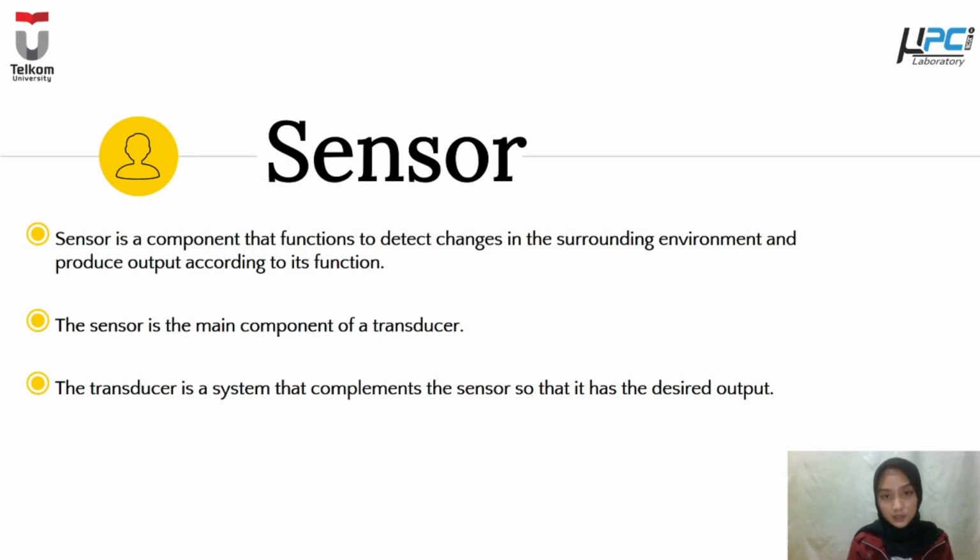Okay, first is sensor. Sensor is a component that functions to detect changes in the surrounding environment and produce output according to its function. The sensor is the main component of a transducer. The transducer is a system that complements the sensor, so that it has the desired output.